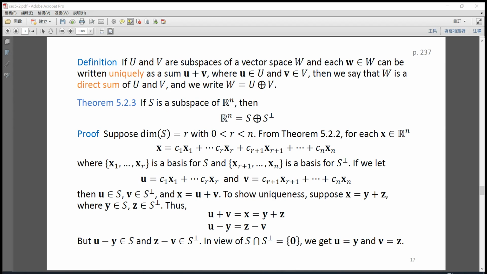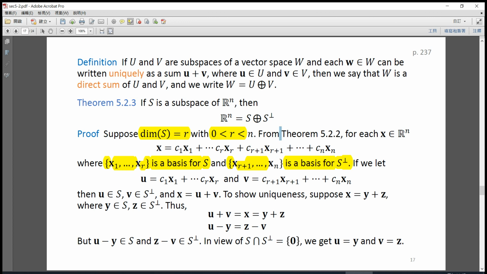Next, we prove Theorem 5.2.3. Suppose the dimension of S is r, where r is greater than 0 and r is less than n. If r equals 0 or r equals n, then the proof is trivial. Suppose x1, x2, up to xr is a basis for S, and xr+1 up to xn is a basis for S perp.